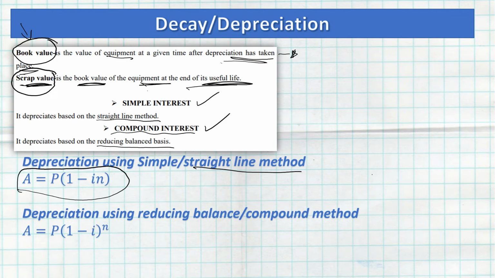But be careful, because this is depreciation. You cannot put plus there because it's losing its value. It must be what? Minus. Don't forget to do that. Okay, so depreciation using reducing balance or compound method. So it's of a compound interest, but the sign is minus because it's actually losing its value. Okay, let's just quickly go and look at an example to help you understand this.